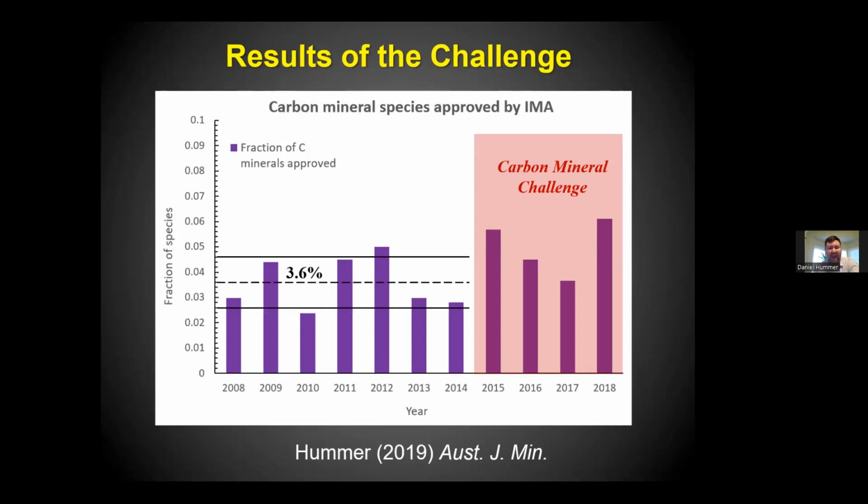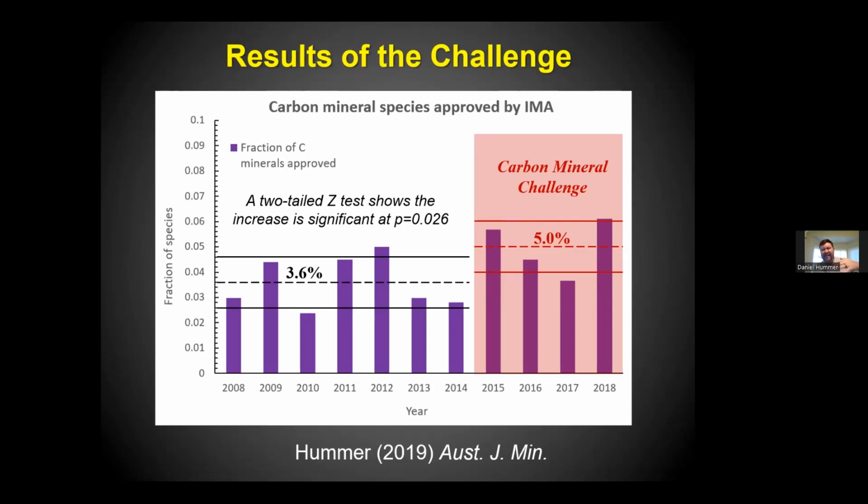And as it turns out, the running average prior to the carbon mineral challenge was 3.6% of minerals found contained carbon. And then during the time of the challenge, that increased to 5%. And I did a two-tailed z-test just to see, like, is this statistically different, or was there an actual increase, or is this just happenstance? And it turns out the test says that yes, it is a significant increase, but only just so. It was significant at a p-value of 0.026.